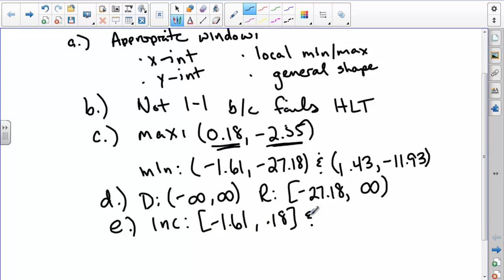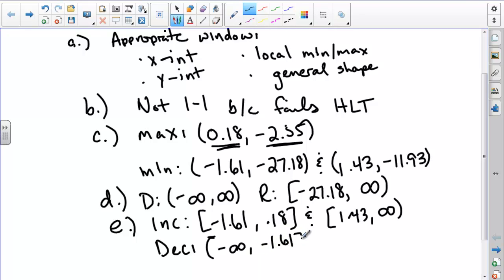I'm also increasing from 1.43 to infinity. And so again, when we describe increasing, decreasing, we use our X values. Now decreasing was when I was sliding down the hill. I was sliding down the hill from negative infinity until negative 1.61. And then I was also sliding down the hill from 0.18 to 1.43.